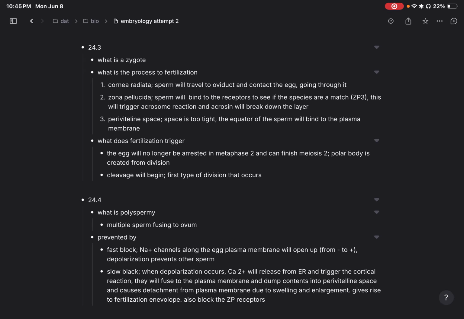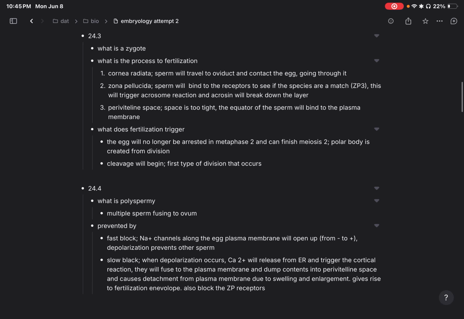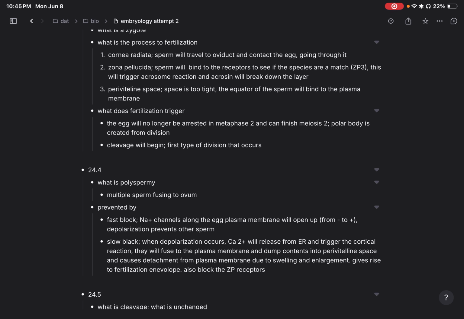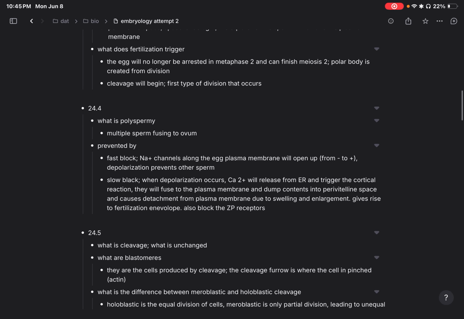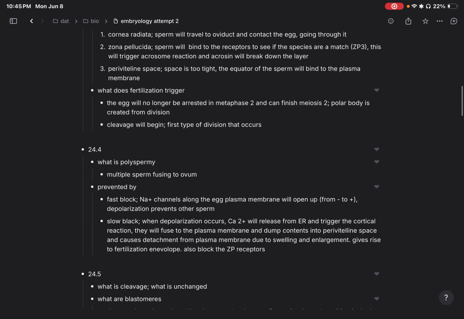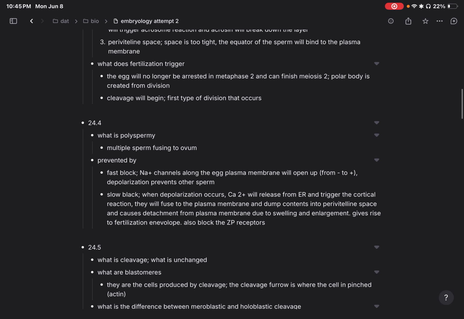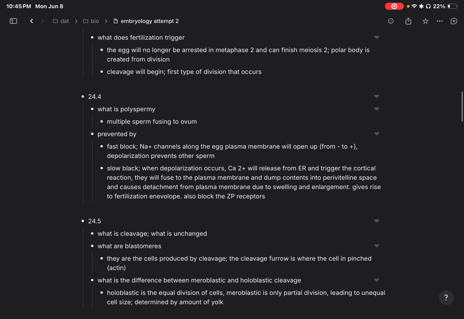So fertilization will trigger 2 things here. First, the egg will no longer be arrested in metaphase 2. If you recall from the cell division or reproductive system, these egg cells are arrested at metaphase 2 after puberty. So we'll be able to finish metaphase 2, finish meiosis 2, and then a polar body will be created from this division of meiosis 2. Now, cleavage will begin from here, and it's just the first type of division that occurs. So that's something to know: what is the first type of division that a zygote will go through? It will not be mitosis, it'll be cleavage.